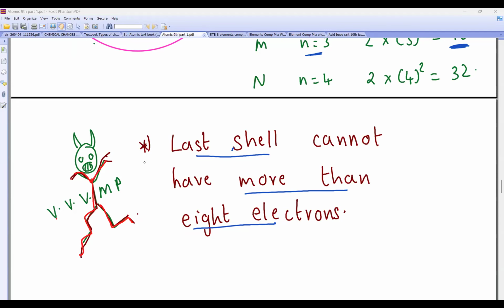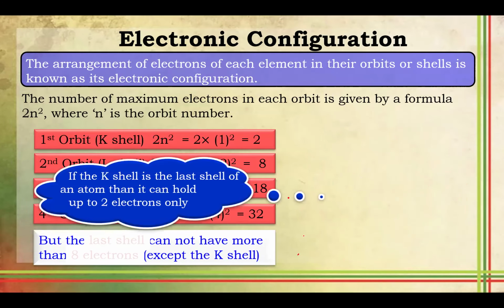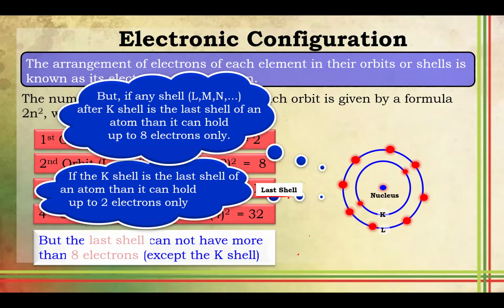But what is our rule? But the last shell cannot have more than 8 electrons. Please, beta, last shell cannot have more than 8 electrons. Okay, I'll show you, beta. Now, beta, we go to the next part.